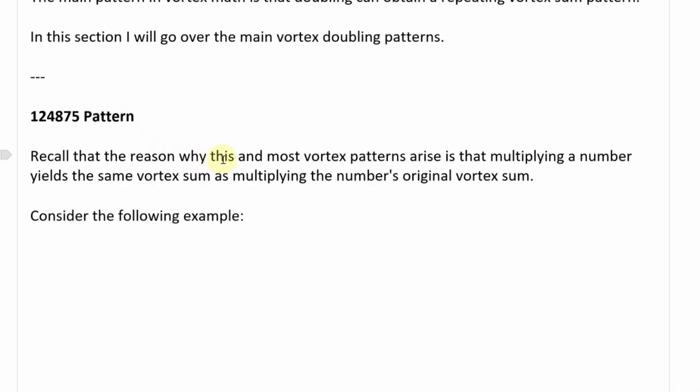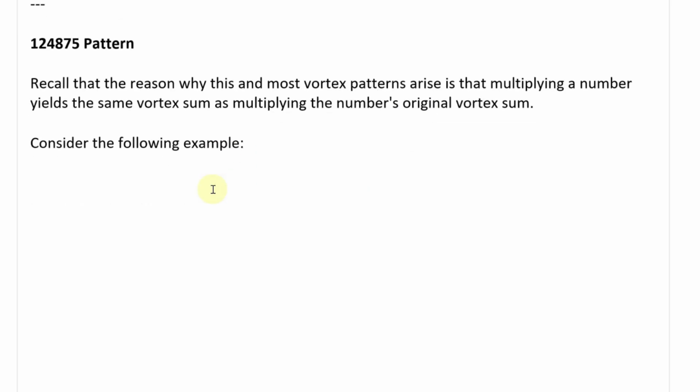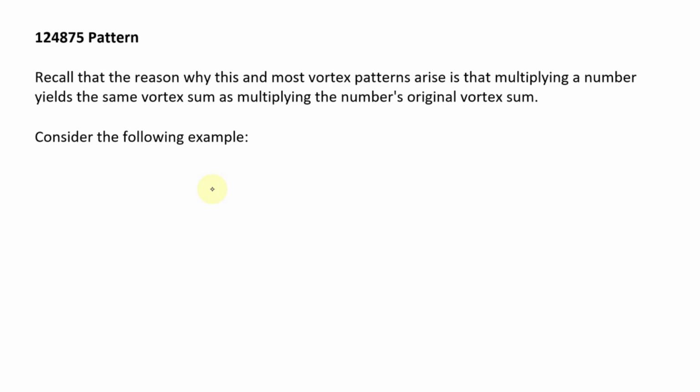Recall that the reason why this and most vortex patterns arise is that multiplying a number yields the same vortex sum as multiplying the number's original vortex sum. Consider the following example, just to drive home the point, as I proved earlier. Let's say we have the number 13 and multiply it by 3. 3 times 3 is 9, and 3 times 1 is 3.